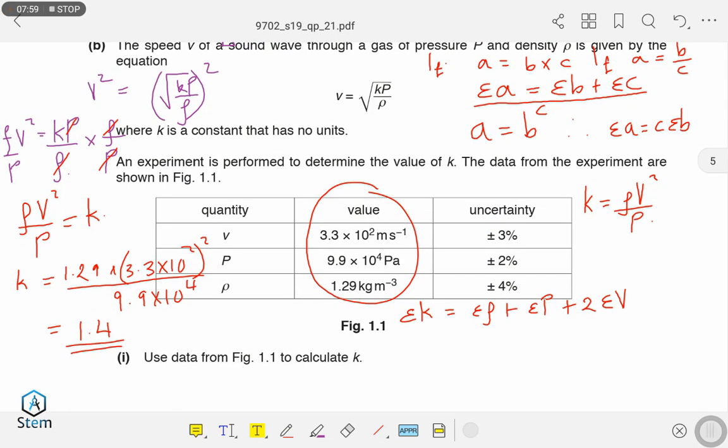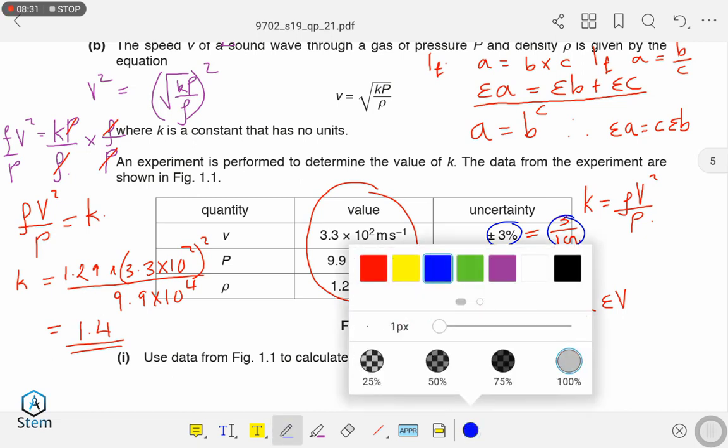the data in the table is showing us the percentage uncertainty. The percentage uncertainty is basically equivalent to fractional uncertainty. So, 3% is basically 3 divided by 100. So, we are going to say this is percentage uncertainty and this is fractional uncertainty. It is as simple as that. So, let's carry on.